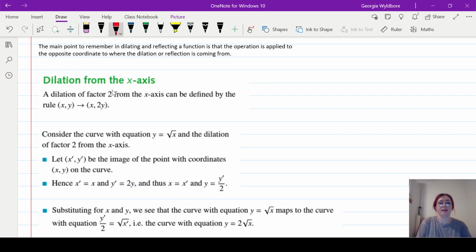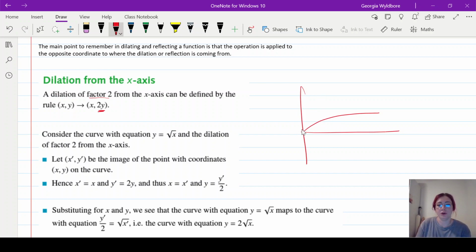So if we start with dilating from the x-axis, let's say we want to dilate by a factor of 2 from the x-axis. We would say that the point x, y is going to map to the point x, 2y. So we're dilating from the x-axis, but we apply our factor of 2 to the y coordinate of our points that are mapping to each other. So if you think about the equation y equals x squared, which is going to look something like that, we want a dilation factor of 2 in our x-axis.